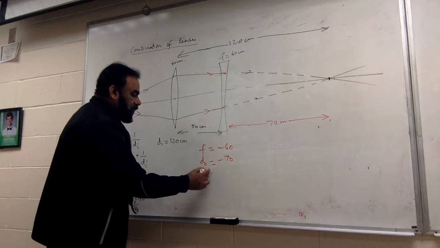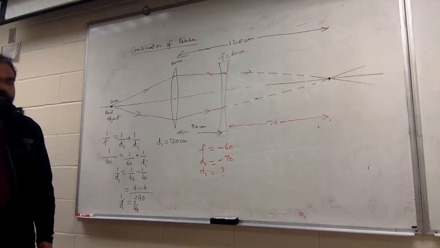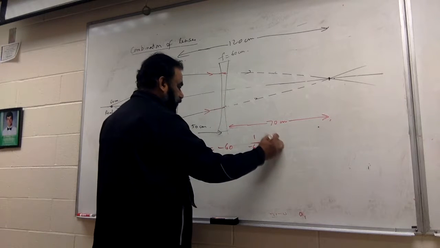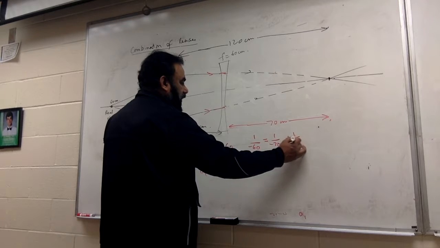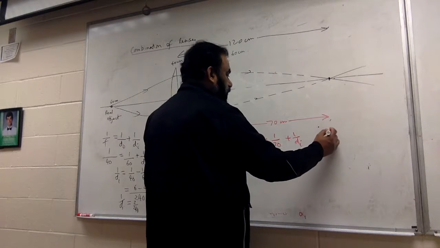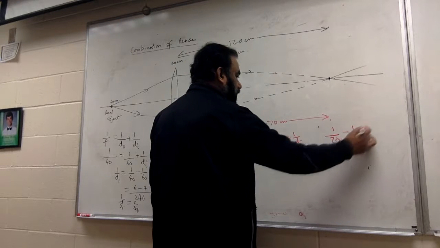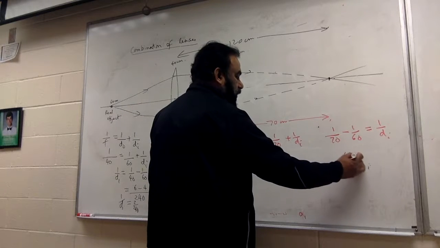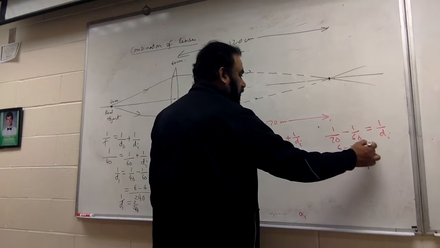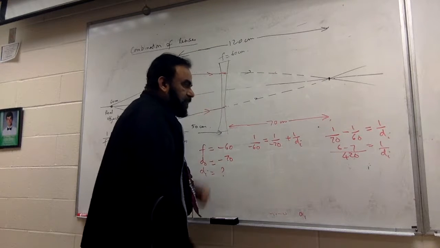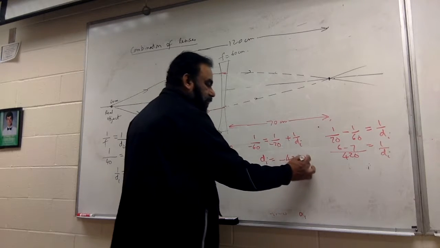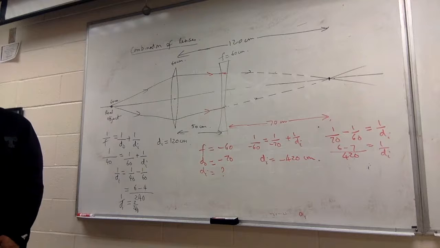Our image distance is equal to what? And so when you work it out, 1 over negative 60 is equal to 1 over negative 70 plus 1 over di. So it becomes 1 over 70 minus 1 over 60 is equal to 1 over di. So 420, 6 minus 7 equals 1 over di. So di is equal to negative 420. What does that negative sign tell you? That the image is not really formed on that side.